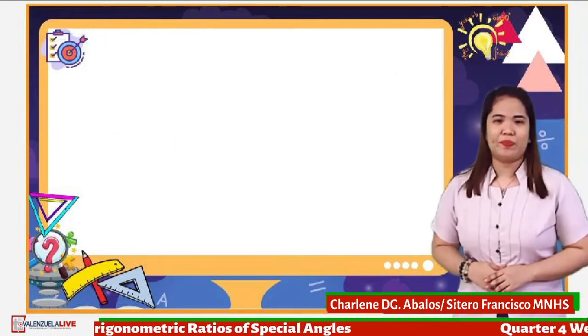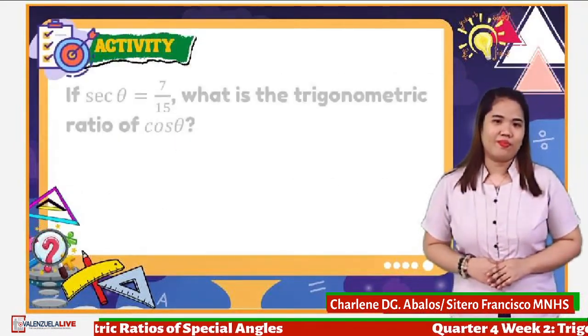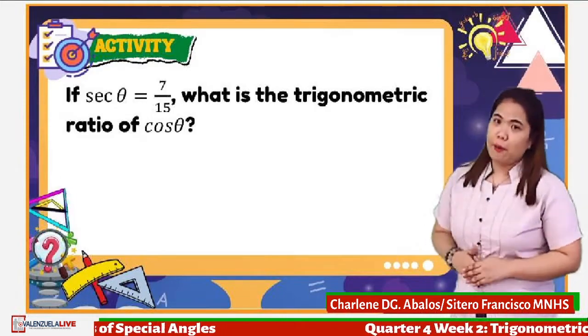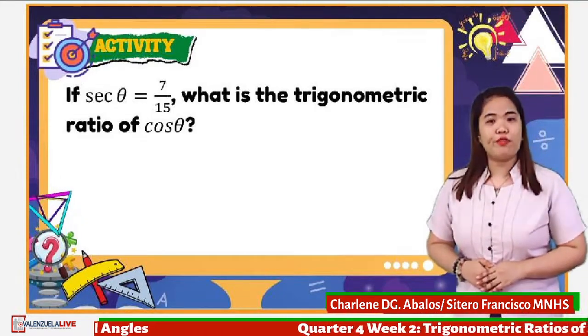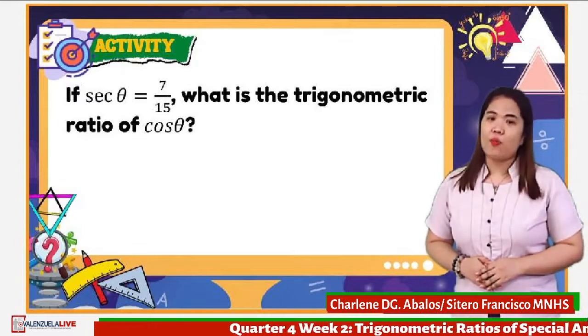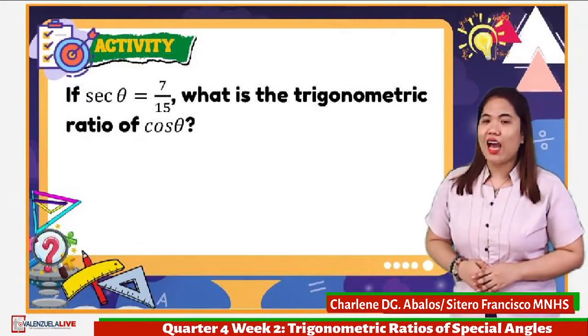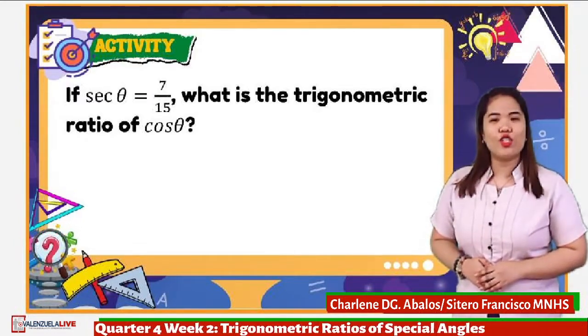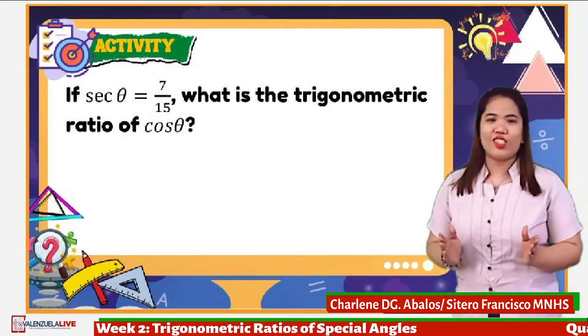Another question. If secant theta is equal to 7 over 15, what is the trigonometric ratio of cosine theta? Type your answers in our chat box. You have 10 seconds to answer. Go!